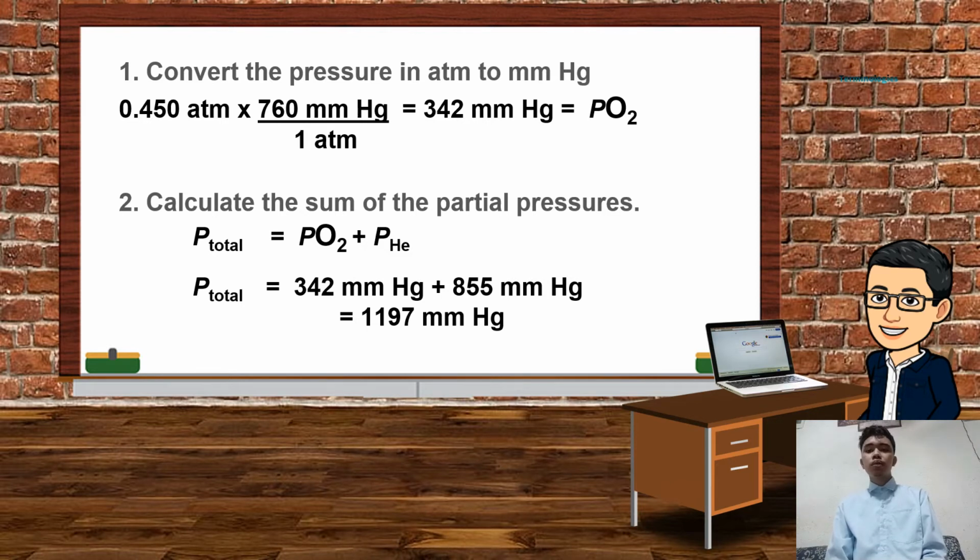One atmosphere is equal to 760 millimeter mercury, so 0.450 atmosphere of oxygen multiplied by 760 is equal to 342 millimeter mercury of oxygen gas. The next step is now to calculate the sum of the partial pressures, so that's 342 millimeter mercury plus 855 millimeter mercury is equal to 1197 millimeter mercury. So the total pressure of gases in the scuba tank is 1197 millimeter mercury.